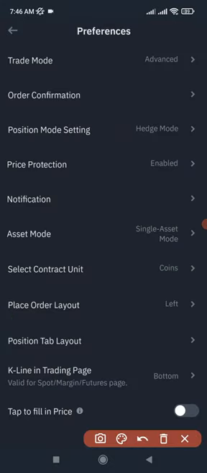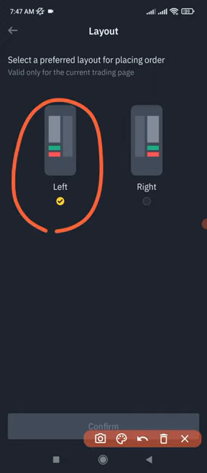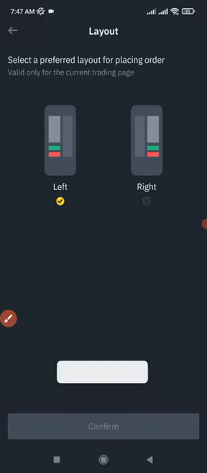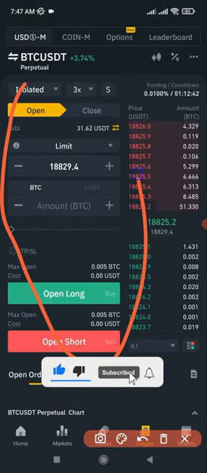And then for the place order layout, I have mine on the left, so you can place yours on the right. It all depends on what you want, so you can switch this any way you want. Let me quickly show you where it is. This option.